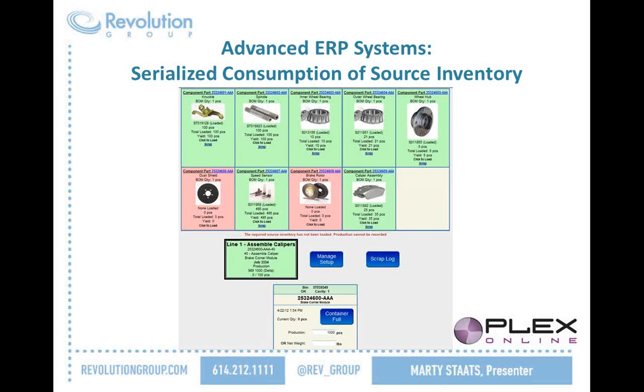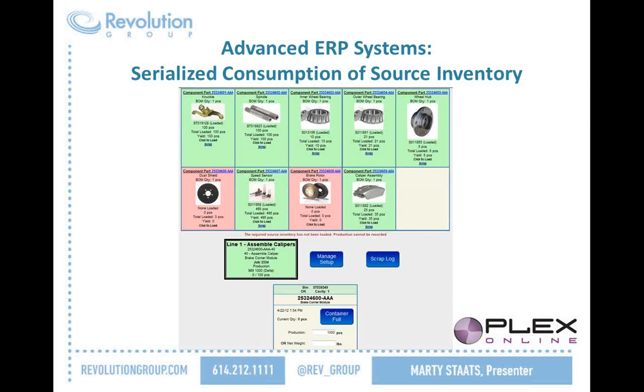So this gives you an example of a screen that you may see. We're using Plex Online as an example, where your operators would designate what source containers they're utilizing to produce an output container. And again, you'd be able to see the serialized inventory at the bill of material level and also for the output container.